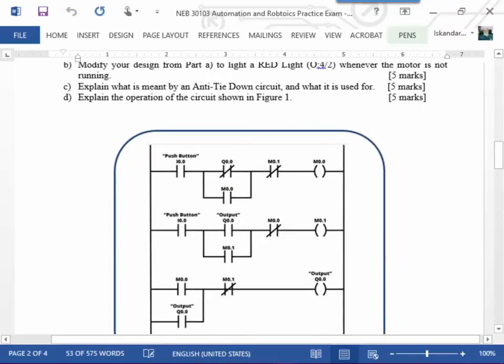Explain what's meant by an anti-tie down. I really didn't discuss this in class. This is one that you want to know. What an anti-tie down circuit is: if you've got a machine press, for example, where somebody is making tires, we'll just use tires as an example, and they have to press, and this thing is vertical, and if your hand is in the press, pulling in or taking out tires, it's going to take your hand off.